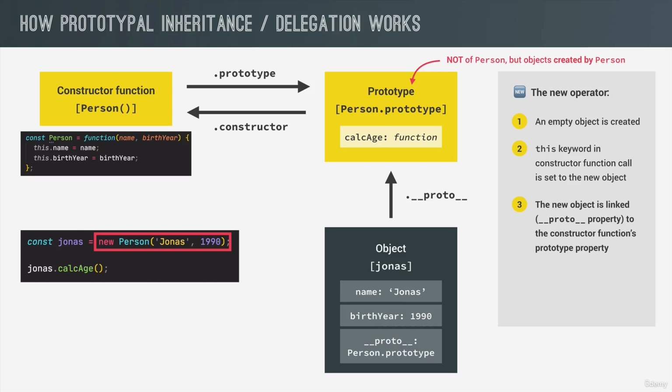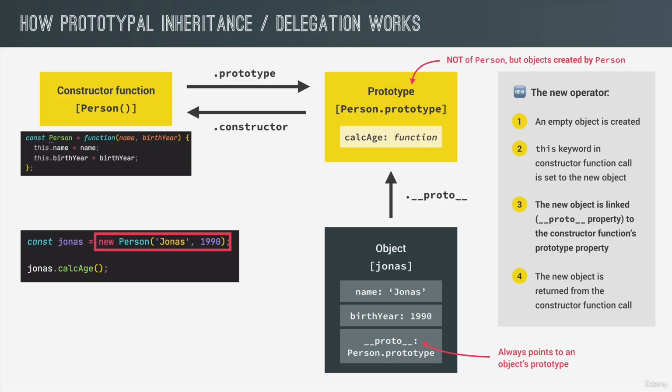So person.prototype is now the new object's prototype, which is denoted in the __proto__ property of Jonas. So again, __proto__ always points to an object's prototype, and that is true for all objects in JavaScript. Great. And finally, the new object is automatically returned from the function unless we explicitly return something else. But in a constructor function like Person, we usually never do that.